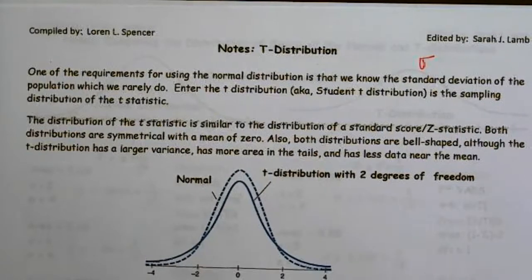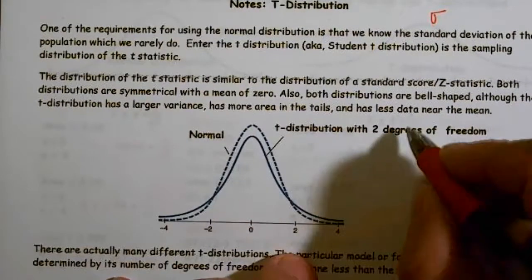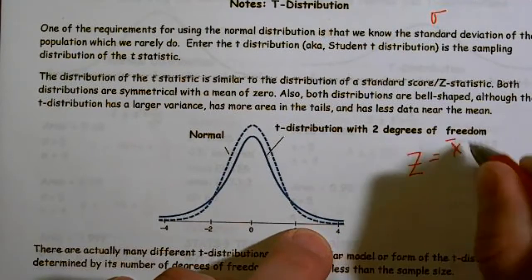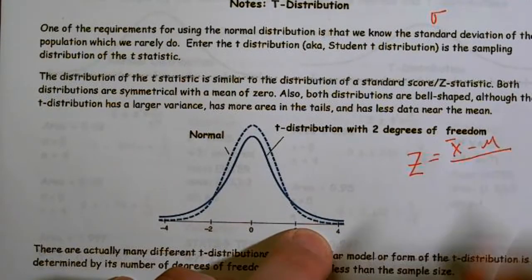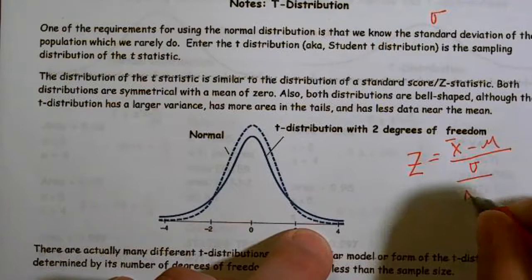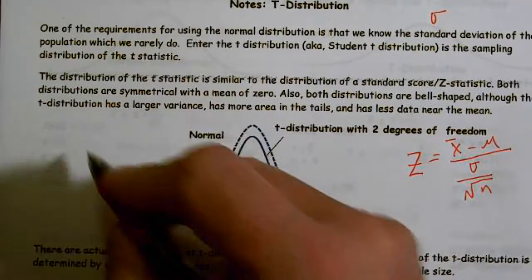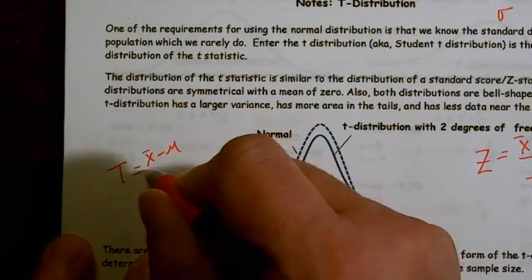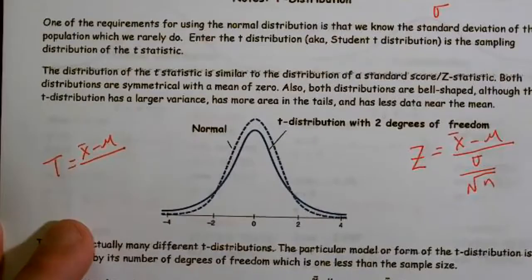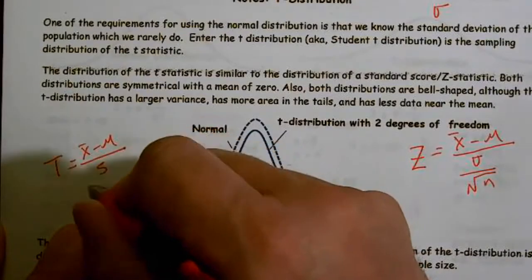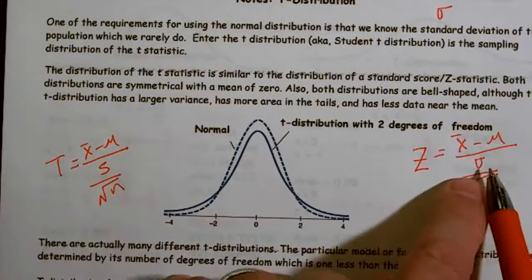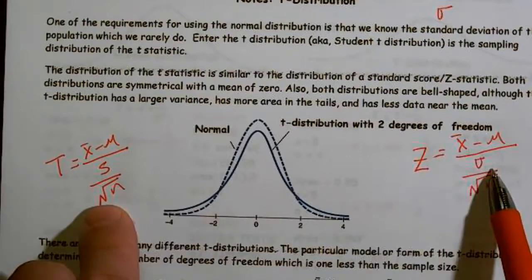Now, formulaically, they're very, very similar. So let's look at the normal real quickly. When we're working with the normal, z equals x bar minus mu, over the standard deviation of the population divided by the square root of n. Conversely, the t looks almost exactly the same. It's t equals x bar minus mu, but instead of the standard deviation of the population, it's going to be the standard deviation of the sample divided by the square root of n. So essentially working the same way. This one is for the normal, and this one is for the t.